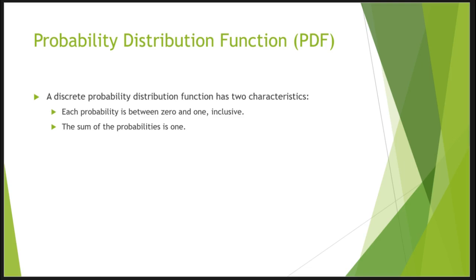Now let's take a look at probability distribution functions, or PDF. A discrete probability distribution function has two characteristics, so you need to make sure that each probability is between 0 and 1 inclusive, and that when you add all of the probabilities up, you total 1.